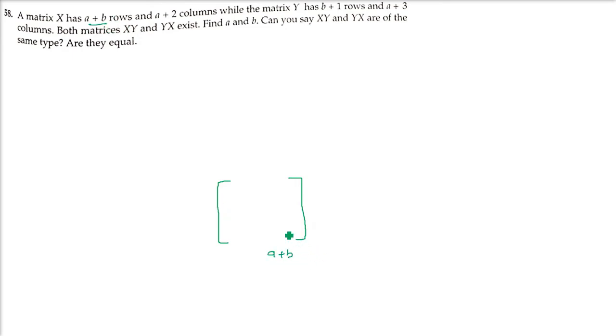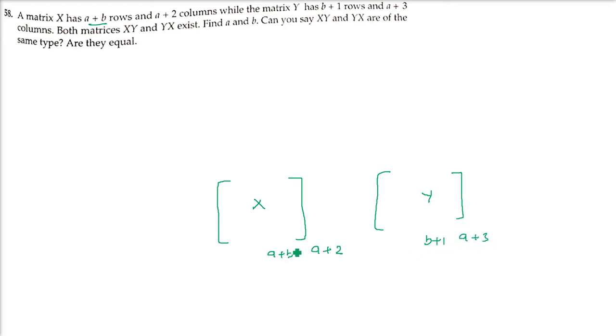That is, if this is the row and columns, I'm writing a plus b as the rows and a plus 2 as the column of the first matrix, which is your X matrix. Now coming to the Y matrix, we have the row number as b plus 1 and the column number as a plus 3. So b plus 1 is row, a plus 3 is column.